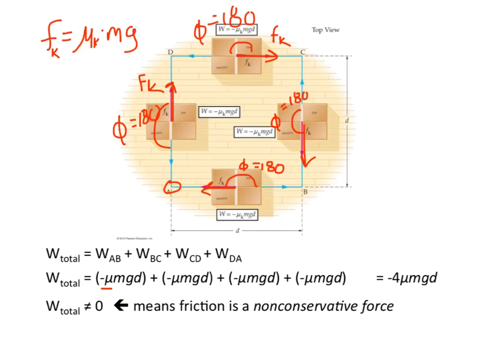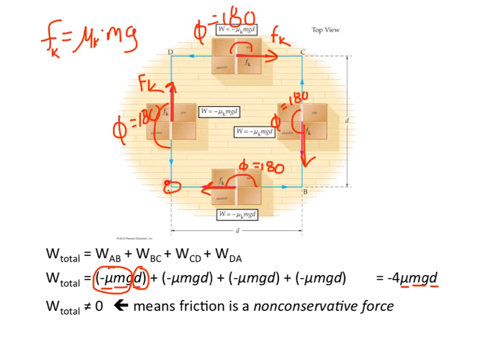Negative coefficient times mg times the distance. So the work done is our force, here's our force right here, and then here's our distance. But since these are all negative, they don't add up to 0. They keep getting more and more negative. So if we add all these up, it winds up to be negative 4 times the coefficient of friction times mg times our distance. And that is definitely not a conservative force because we're winding up with a negative value.